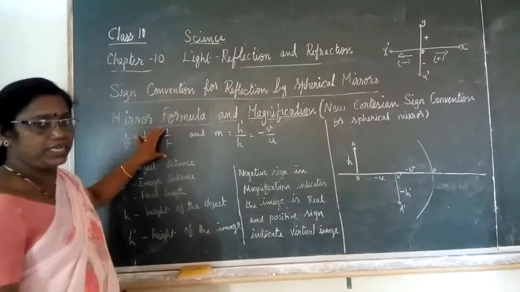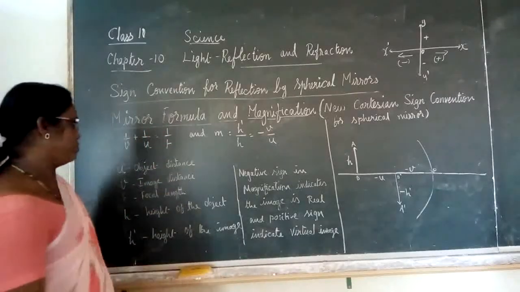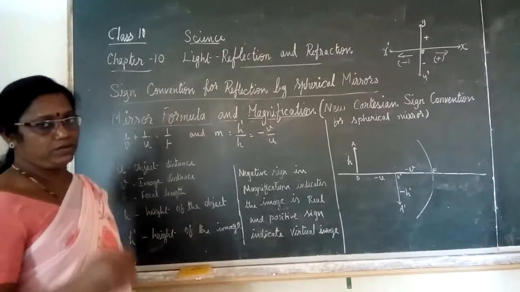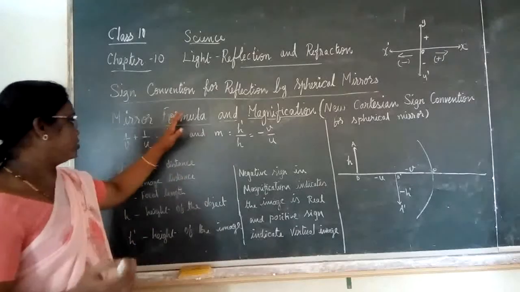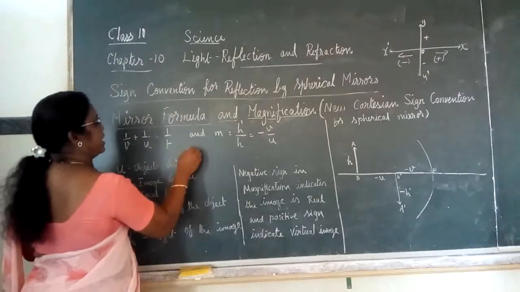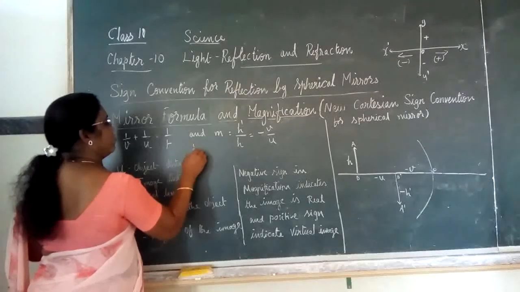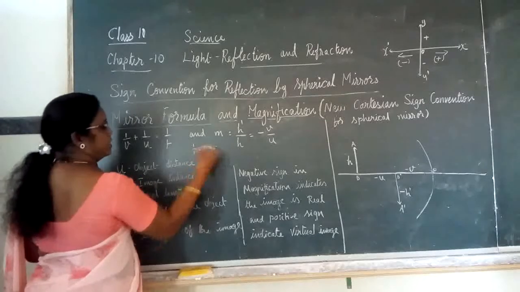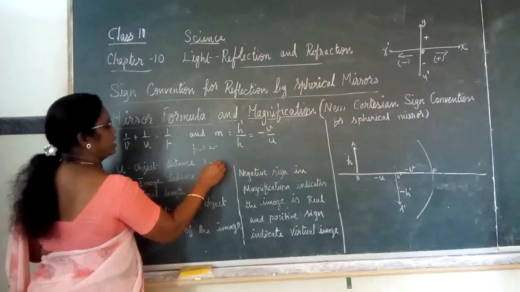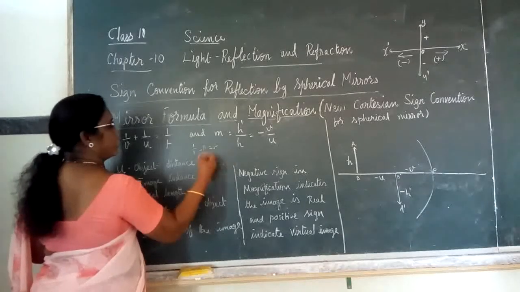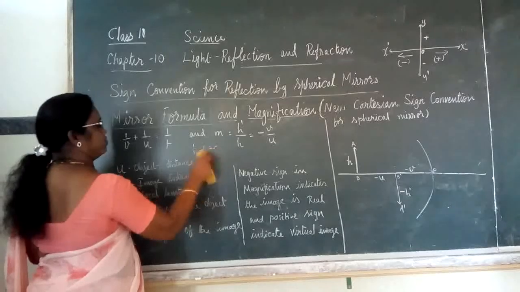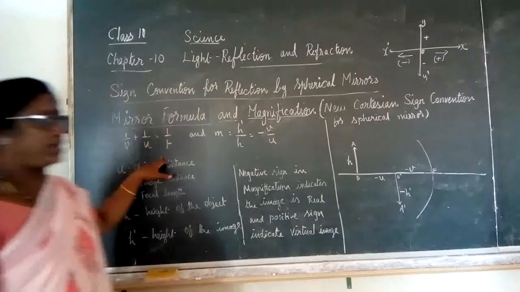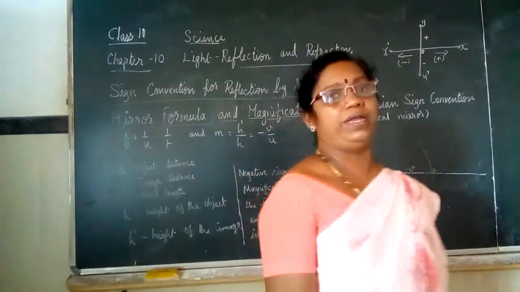And after getting this, suppose you get 1 by F after calculation as, say, 0.25 centimeter, then F is equal to 1 by 0.25. You have to take the reciprocal of it. So this is how we can find out the focal length of the mirror.